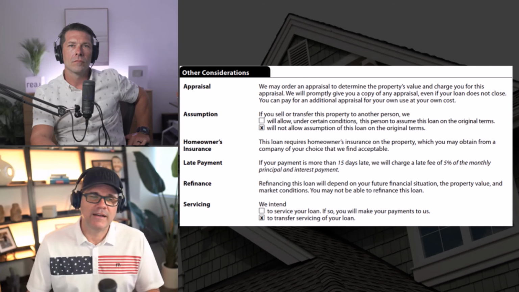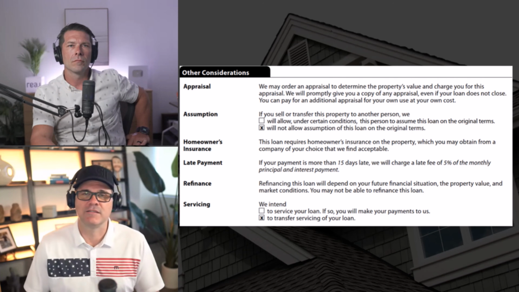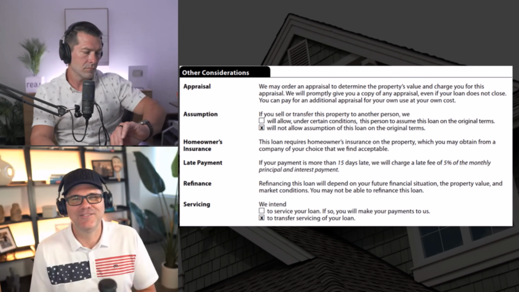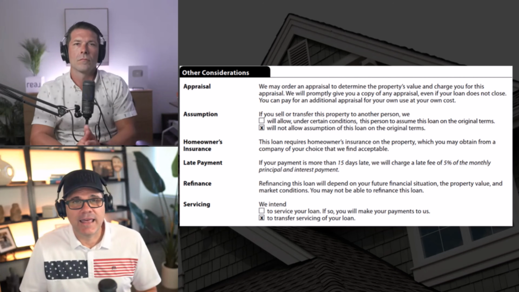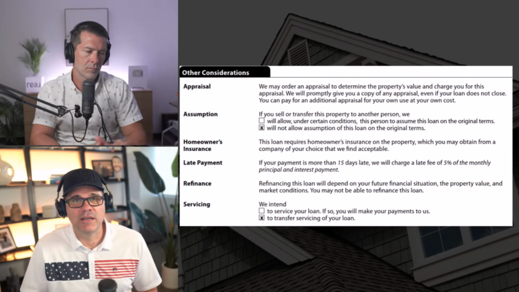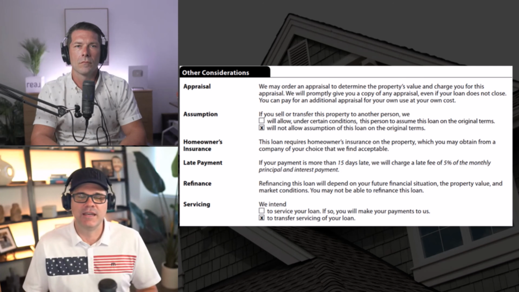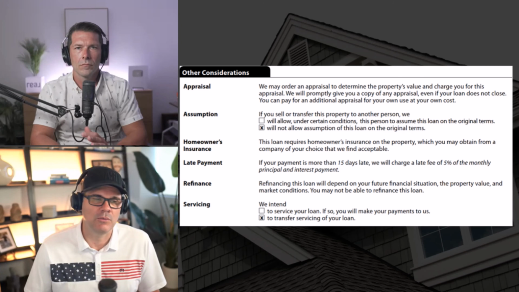Refinance. Refinancing this loan will depend on your future financial situation, the property value, and market conditions. You may not be able to refinance this loan. That's because in 2003, 2004, 2005, we had lots of loan officers telling people, just take this horrific loan, get into the house. It's going to go up 25%, and then we'll refinance you into a better loan at that point. Lots of assumptions there, and they're just spelling out for you to not assume that you will have the ability to refinance in the future.